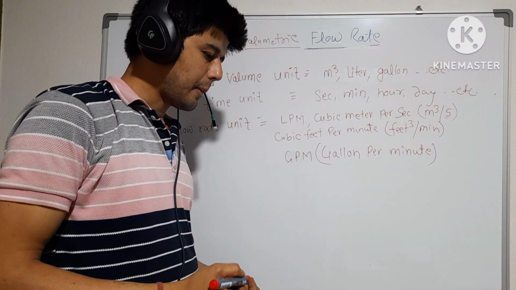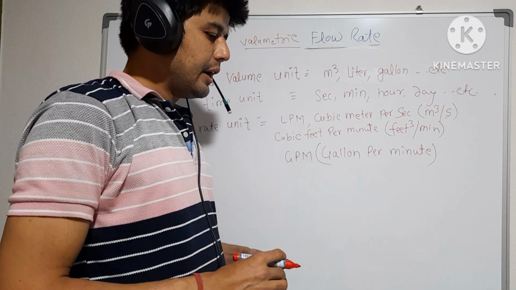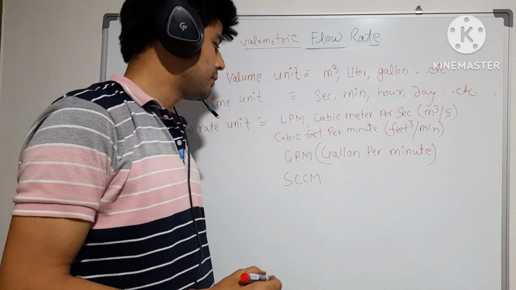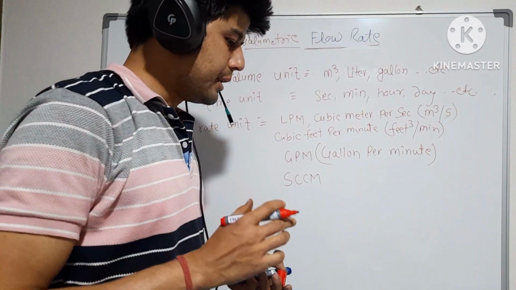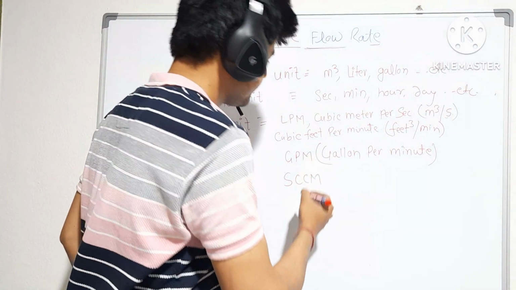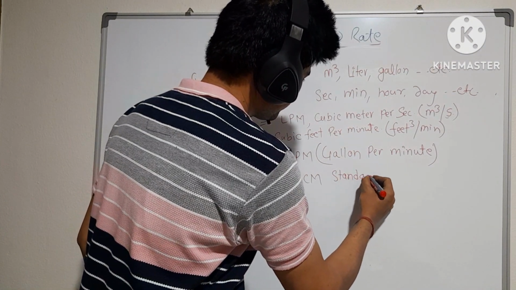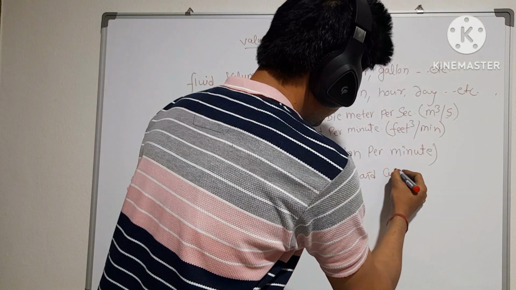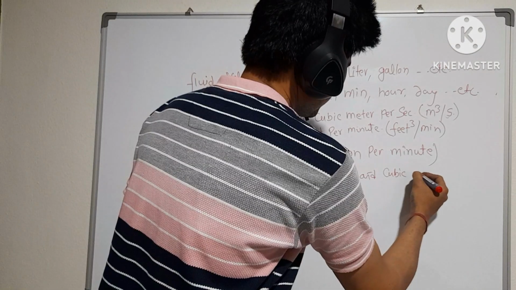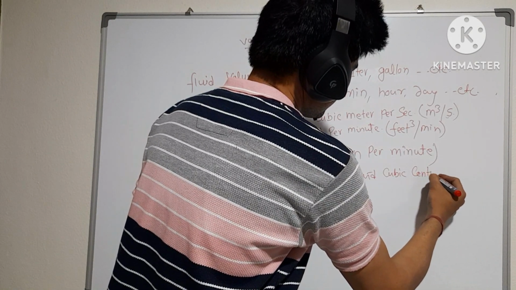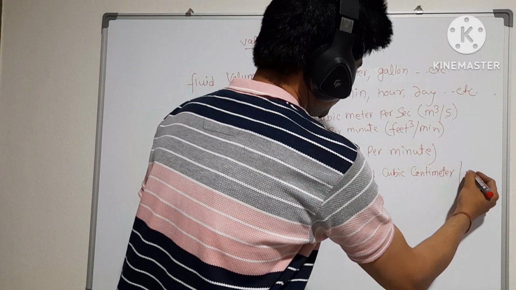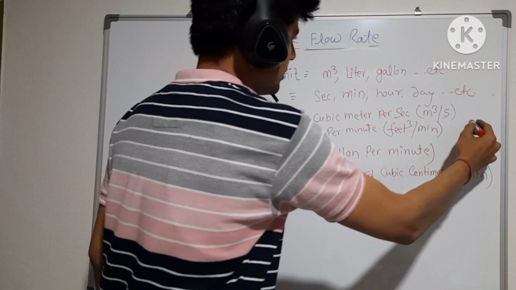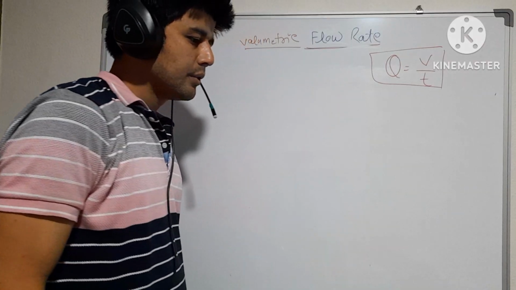Another unit is SCCM. What is the full form of SCCM? Standard cubic centimeter per minute. These are all units of your volumetric flow rate. It's okay.